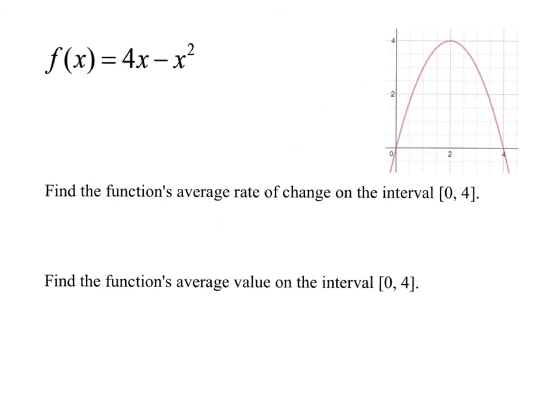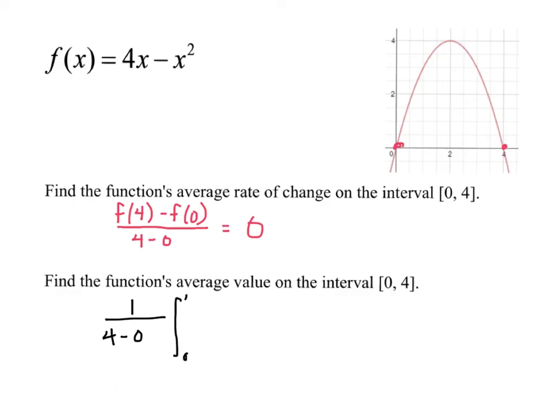In this case, the average rate of change on the interval from 0 to 4, well, of course, you look at this. f of 4 minus f of 0 over 4 minus 0. Of course, that is 0. And the average value, well, we would do 1 over 4 minus 0 multiplied by the integral from 0 to 4, and again we just have 4x minus x squared.